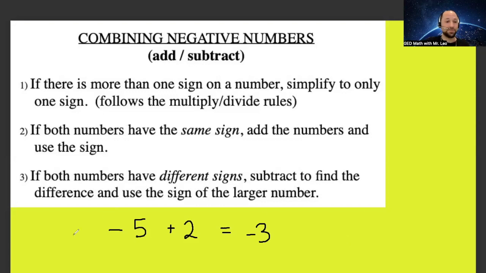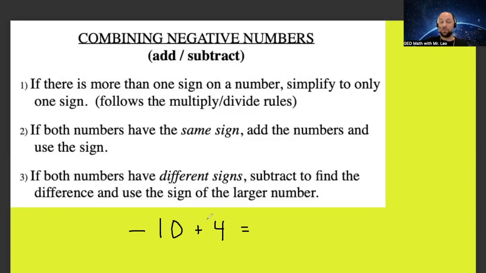Let's do another one. -10 plus 4. Okay. I see only one sign on each number, so we do not have to simplify. And each number has different signs. That's step 3. If both numbers have different signs, subtract to find the difference and use the sign of the larger number. Okay, so we're going to subtract.